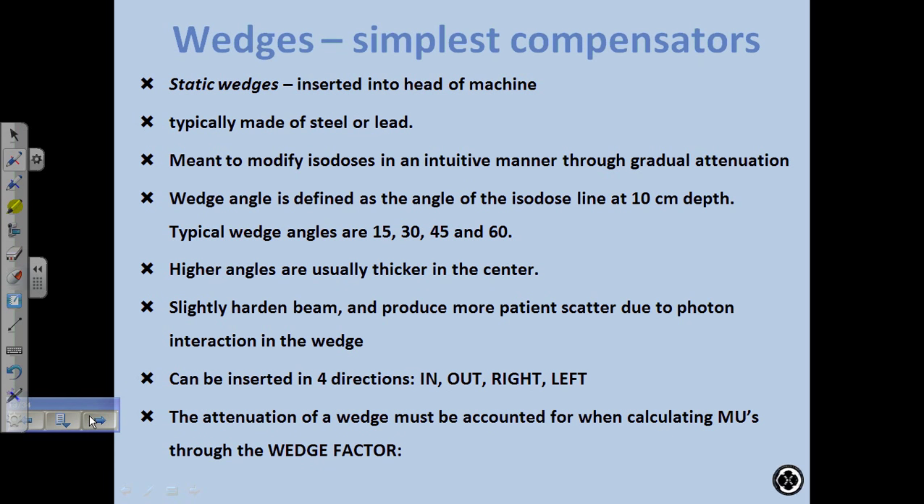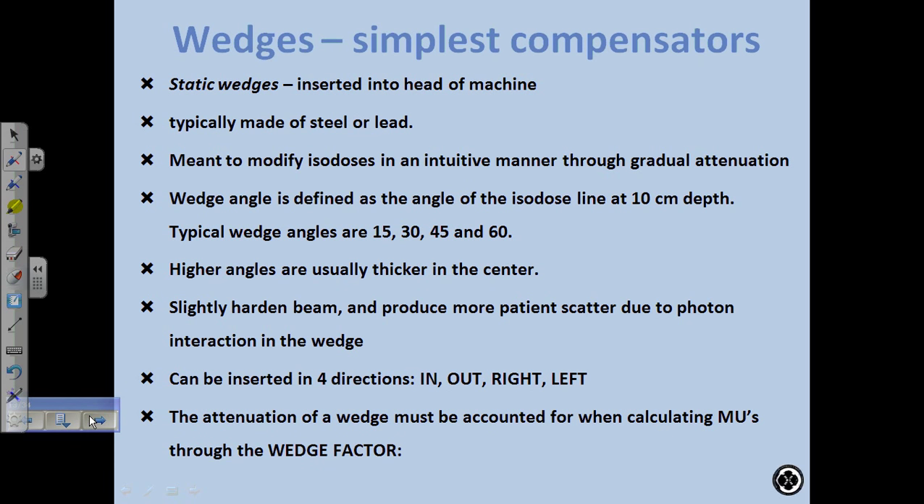So wedges. All right. So the first compensator I talked about was patient-based compensators that are milled for each patient, custom. Wedges are not custom. We've all seen wedges in the clinic. And wedges are inserted in the head of the machine, as you know. They're typically made of steel or lead. They're meant to modify isodose in an intuitive manner through a gradual attenuation. And so when we put a wedge in the head of the machine, we know that the toe is going to get more dose than the heel. That's what I mean by intuitive. We understand what it's going to do.